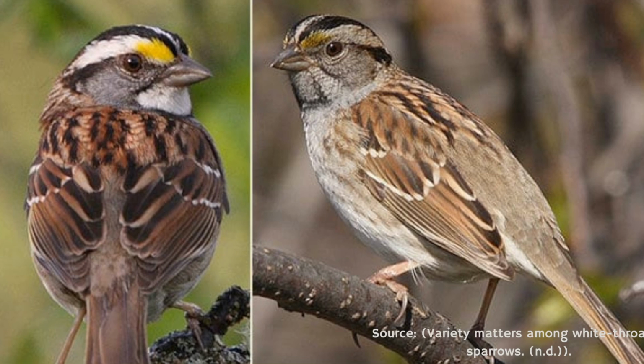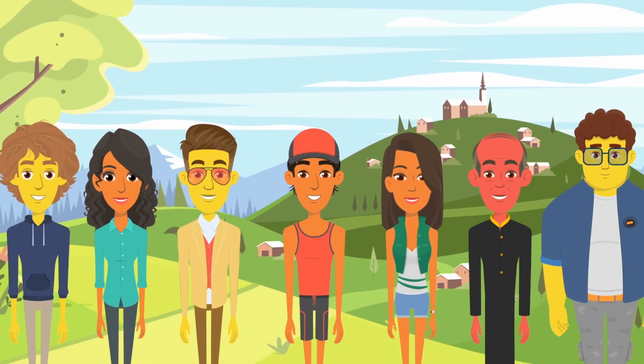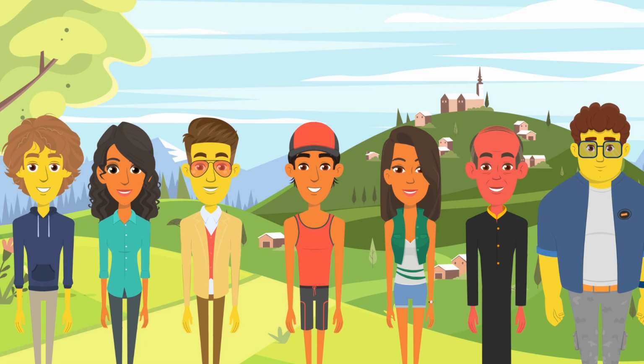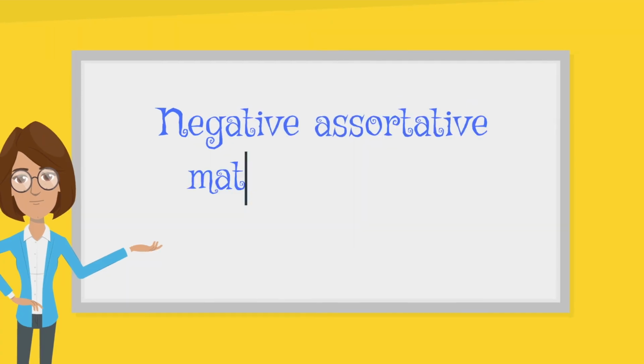But here's the catch. Negative assortative mating doesn't just make things interesting for the sparrows, it also helps maintain genetic diversity across generations. By avoiding mates who are too similar, populations can prevent inbreeding and maintain a healthy level of genetic variation. This has significant consequences for the survival and adaptability of the species. Negative assortative mating is an evolutionary strategy. By promoting genetic diversity, it helps populations adapt, survive, and thrive in changing environments.